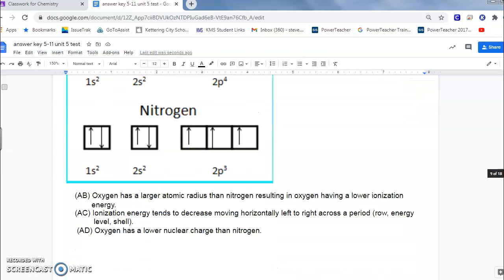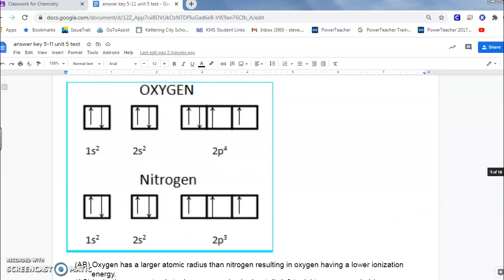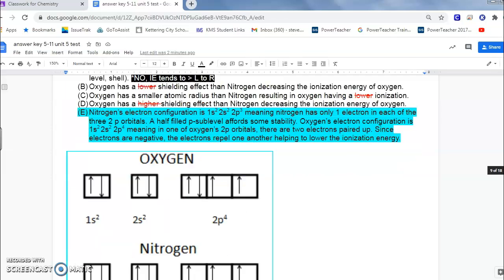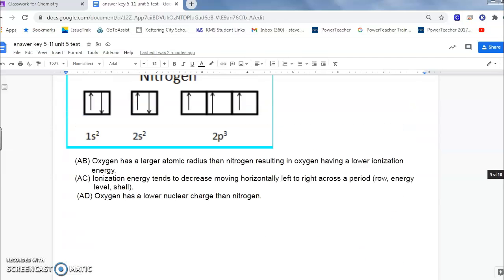What about the others? Oxygen has a larger radius. Actually, it doesn't. It has a smaller radius. Ionization energy decreases left to right. No, it increases. Oxygen has a lower nuclear charge. No, it has a higher nuclear charge. Oxygen has 8 protons. Nitrogen only has 7. So those are all not helpful explanations.